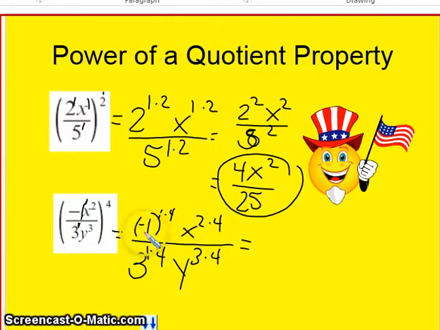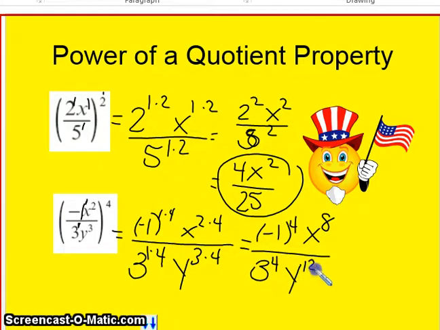Now to simplify this, I've got negative 1 to the 4th, because 1 times 4 is 4. And then I've got x to the 2 times 4, which is 8, all over 3 to the 1 times 4, which is 4. And then y to the 3 times 4 power, which is 12. Now I can simplify my constant, so negative 1 to the 4th power is going to give me a positive 1. If you put that negative 1 to the 4th power in your calculator, make sure that you put that in parentheses.